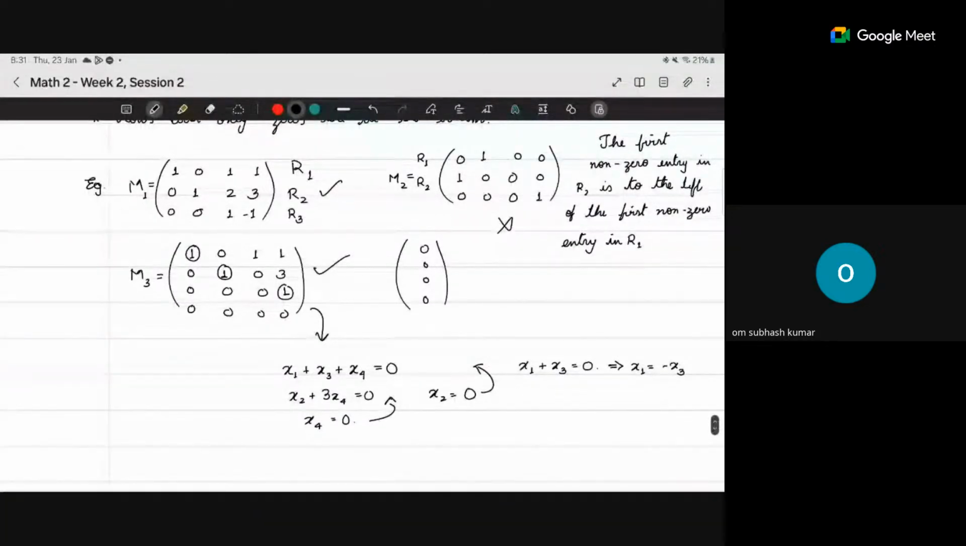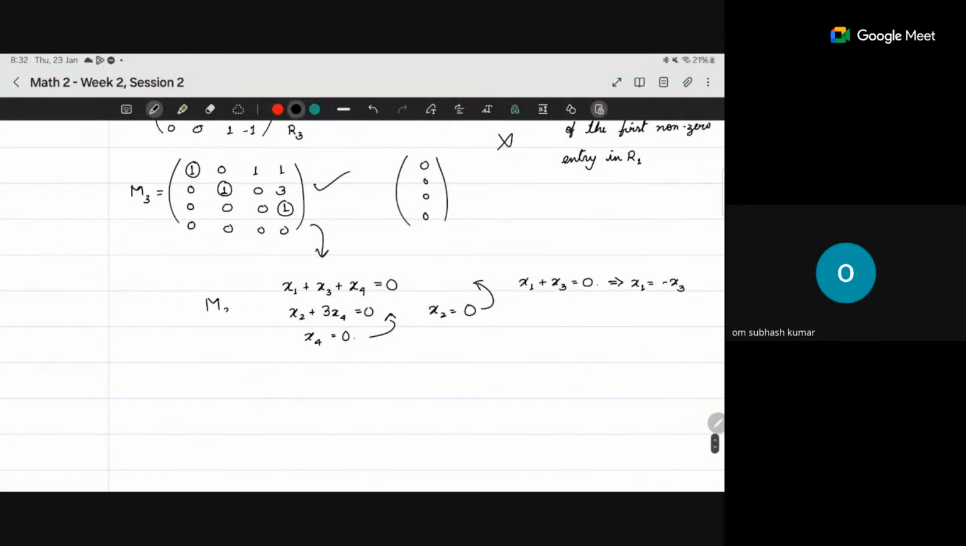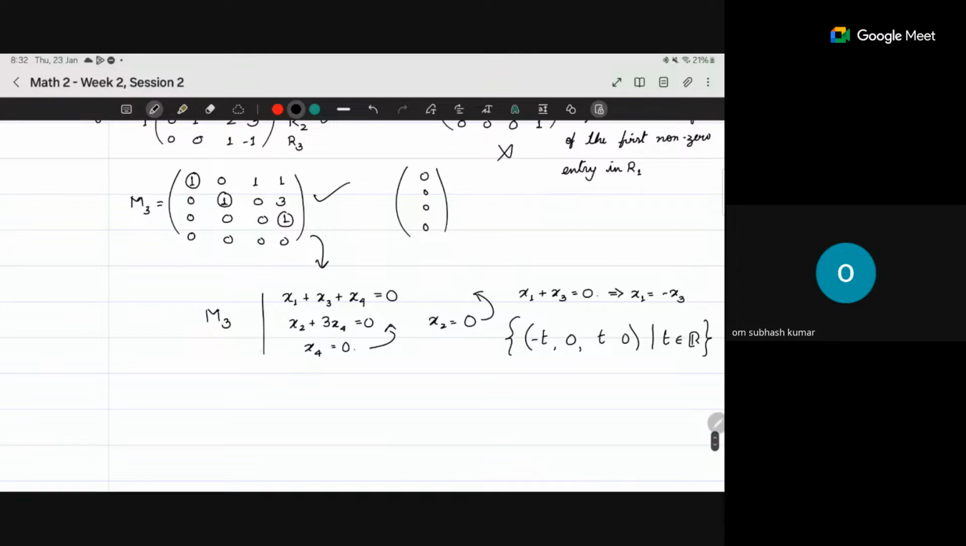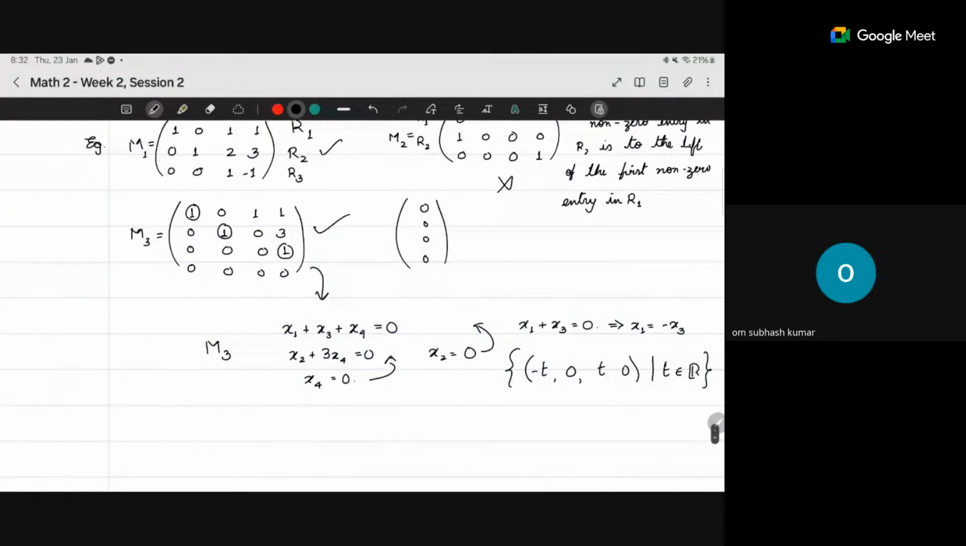Okay, but sir, this is for M3, correct? So your solution in this case: x2 and x4 are 0, and you have minus x3, or I'll just take it as minus t, and t is in R, any real number. Any number of this sort is a solution. This set is the whole solution set for the given system of equations, correct? Yes, sir.